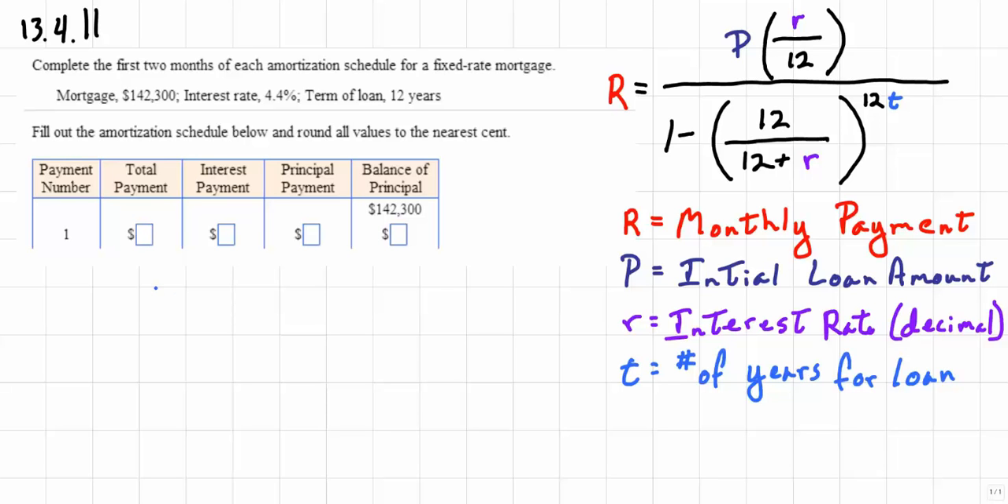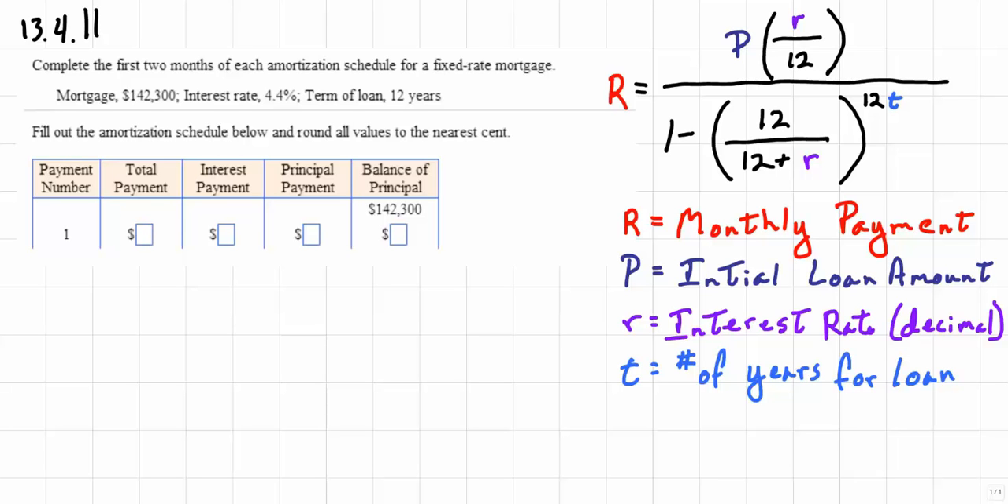Complete the first 2 months of each amortization schedule for a fixed rate mortgage. Mortgage $142,300, interest rate 4.4%, term of loan 12 years. Fill out the amortization schedule below and round all values to the nearest cent.